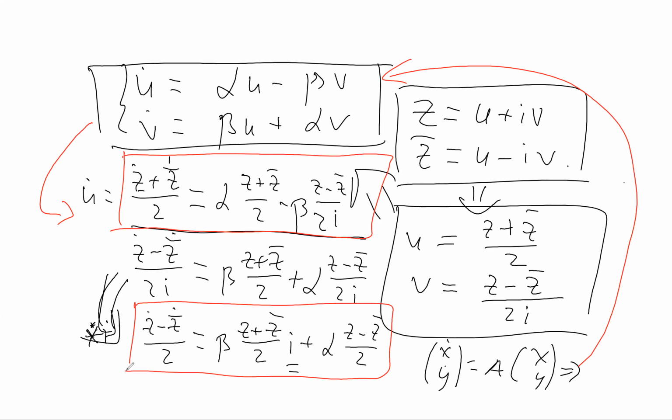If we add up these two equations, what will we get? On the left-hand side, we will have z dot, and on the right-hand side, it will be alpha times z. So this first term plus this will give us alpha z.